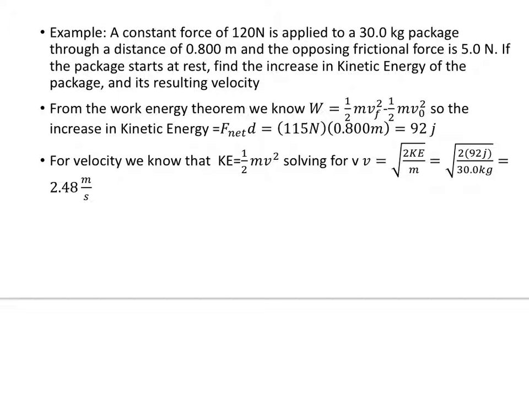Now, notice that the units do come out correctly because if you recall from one of the previous slides, a joule is a kilogram meters squared over a second squared. So the kilograms will cancel, so then you'd be left with meters squared over a second squared, and when you take the square root of those units, of course you'll get meters per second.